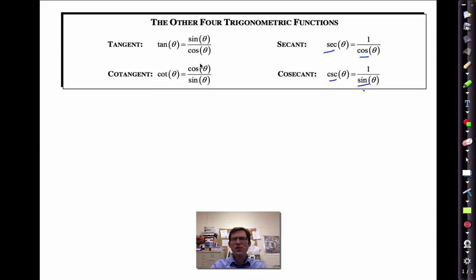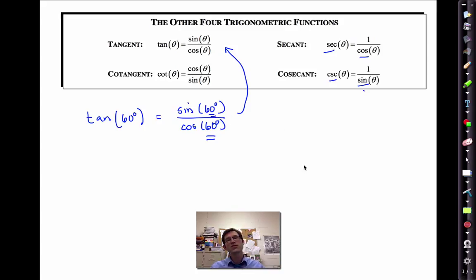So, well, great. We've got all of these. What in the world do we do with them? Well, one thing that we could ask ourselves is just how do we evaluate them? So, for instance, let's say I wanted to know what the tangent of 60 degrees was. Well, the tangent of 60 degrees is going to be the sine of 60 degrees divided by the cosine of 60 degrees. That's just the formula, right? Now 60 is one of those special angles. So if you need to, look back at that unit circle diagram, the one that was on the previous sheet.